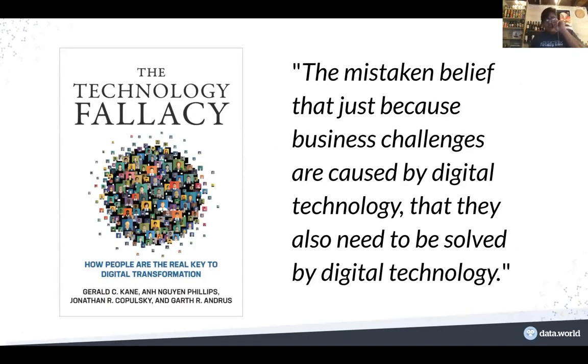So I want to start with this preface. This is a fantastic book. I highly recommend it. Professor Joe McKendrick, I think he's from Boston University. He has this book called The Technology Fallacy. And what is a technology fallacy?